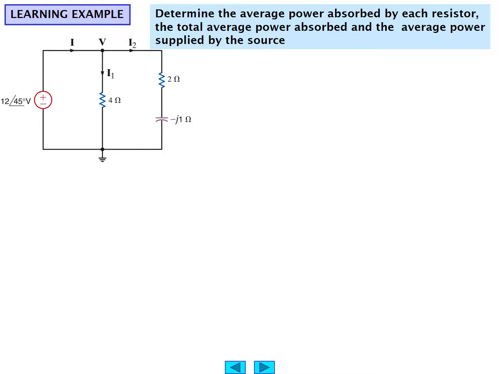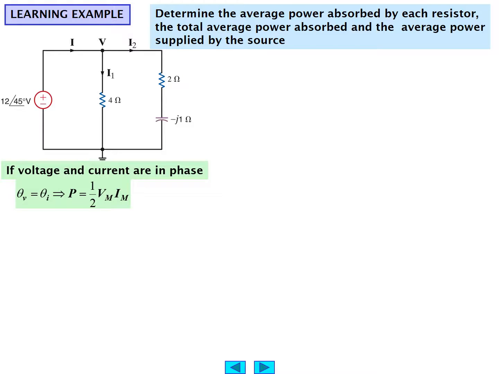Here's our learning example. Determine the average power absorbed by each resistor, the total average power absorbed, and the average power supplied by the source. We have a voltage source of 10 angle 45 degrees, driving a current I into a network which has a single node V, and secondary currents I1 and I2, I1 going through a 4 ohm resistor and I2 going through the series combination of a 2 ohm resistor and a minus j1 capacitor.